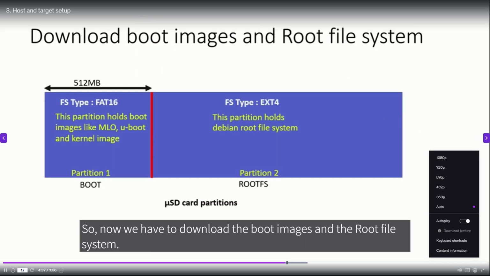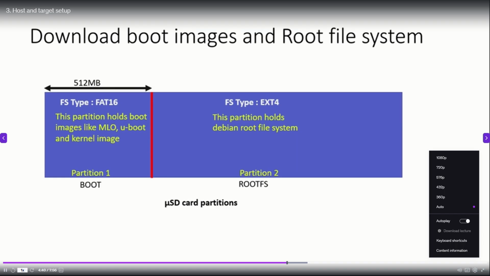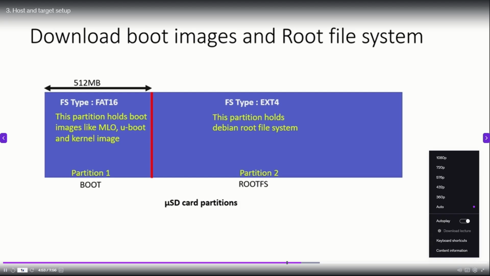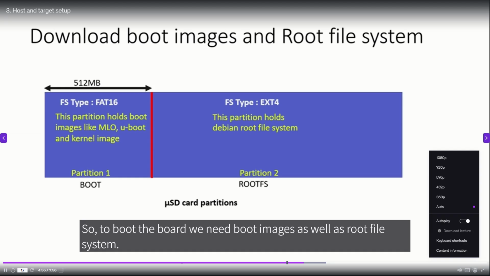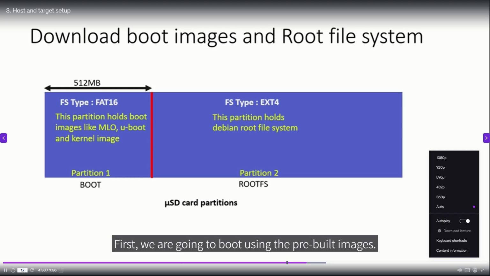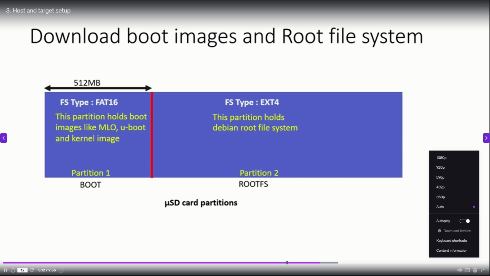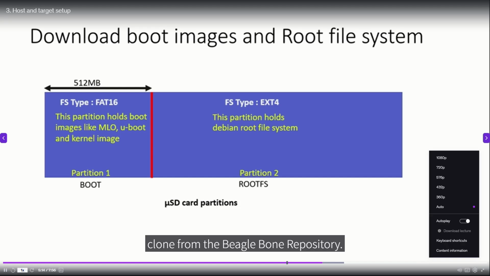Now we have to download the boot images and the root file system. Why is it required? In this course we are going to boot our board, that is BeagleBone Black, via the SD card, the micro SD card. To boot the board we need boot images as well as root file system. First we are going to boot using the pre-built images, and after that we are going to update the kernel by cross-compiling the kernel source, which we are going to clone from the BeagleBone repository.